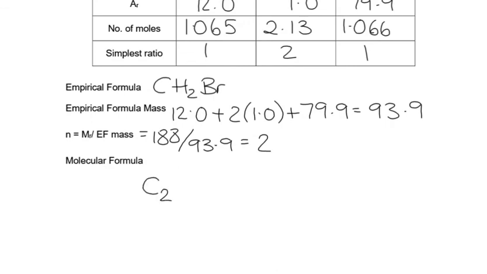So instead of 1 C, there's 2 Cs. Instead of 2 H's, there's 4 H's. Instead of 1 Br, there's 2 Brs. And that was how you would convert.